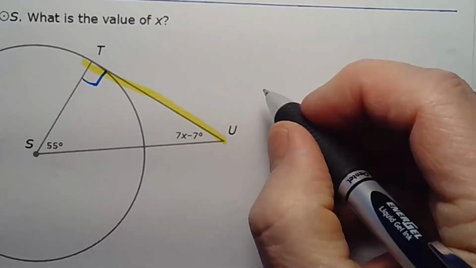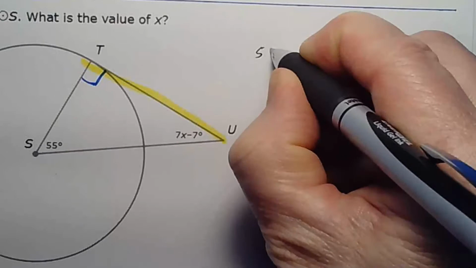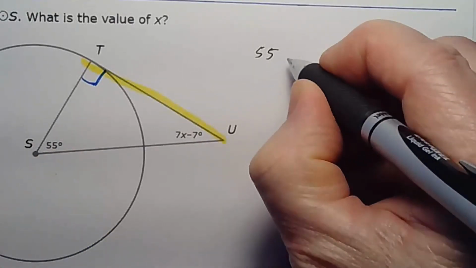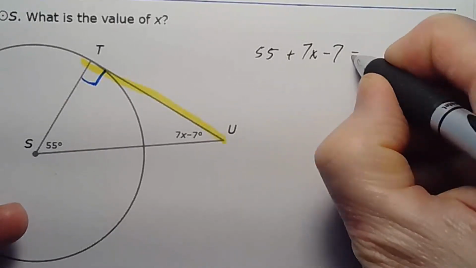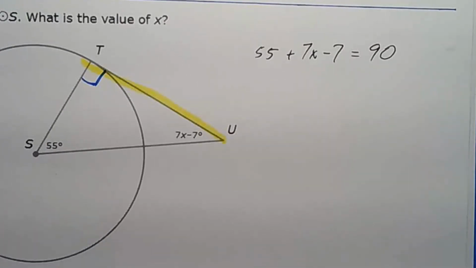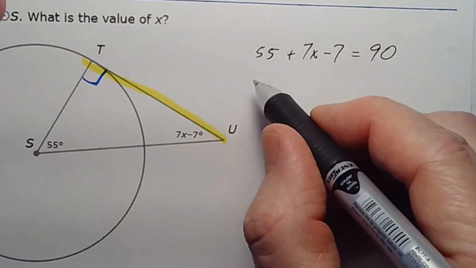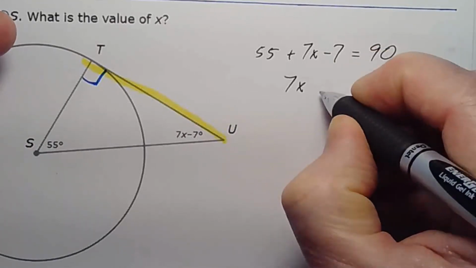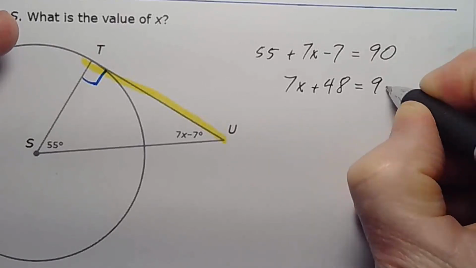So that means I've got 55. So that's this one, right? The first one right there. Here's 55 plus 7x minus 7 equals 90. All right, that's the equation we're trying to solve. Well, hey, that doesn't look too hard, does it? Let's combine like terms, right? 55 and minus 7 is just going to be 48. So I have 7x plus 48 equals 90, right?